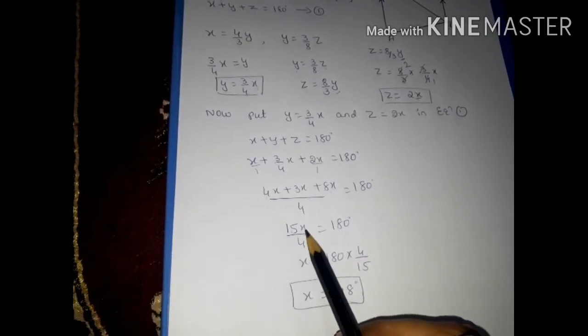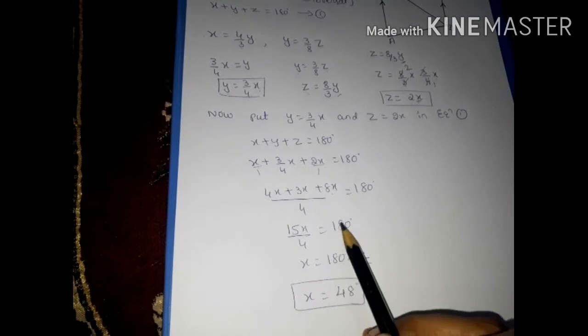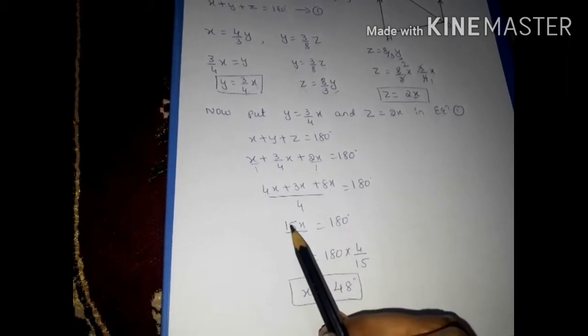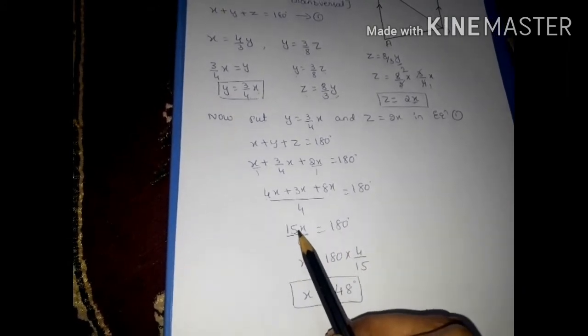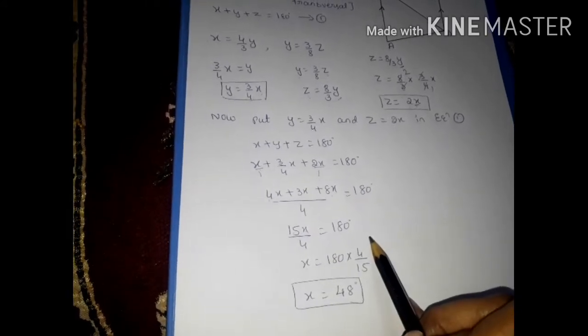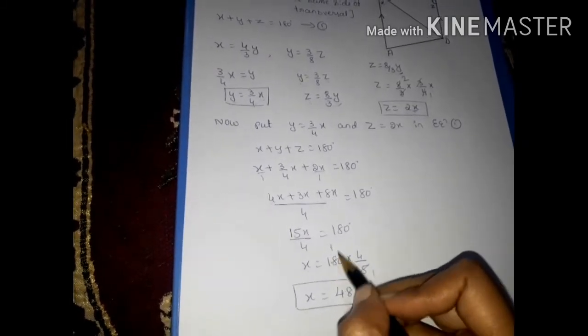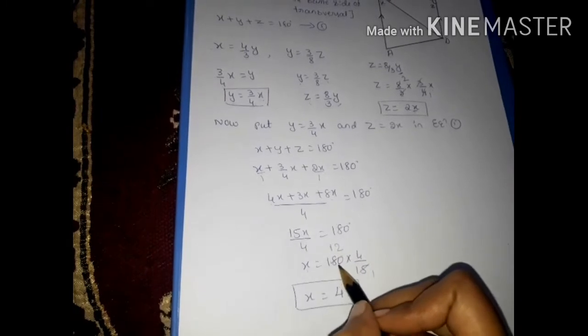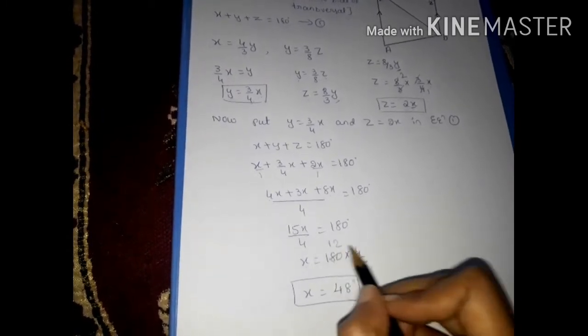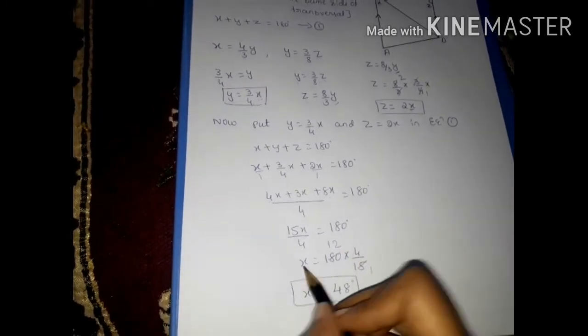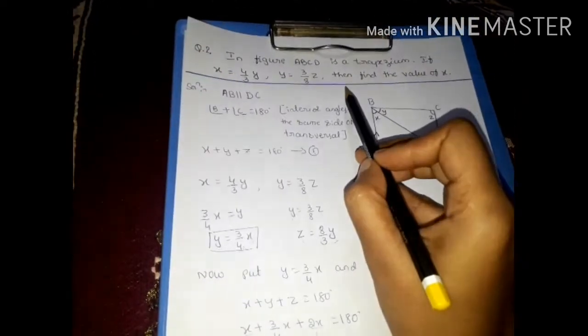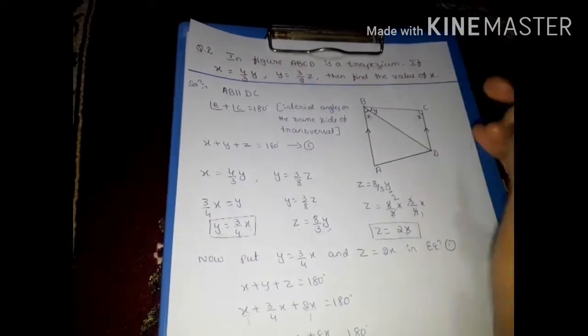Only you need x value, so keep x on the LHS, equal to 180, write as it is, into 15 by 4, here it is multiplied. When you take it to the RHS it becomes reciprocal, 4 by 15. 15 ones are 15, 15 twos are 30, 3 remains, 15 twos are 30, 12 fours are 48. Then x value what we got here? 48. In the question also they asked to find the value of x. We got x value is equal to 48.